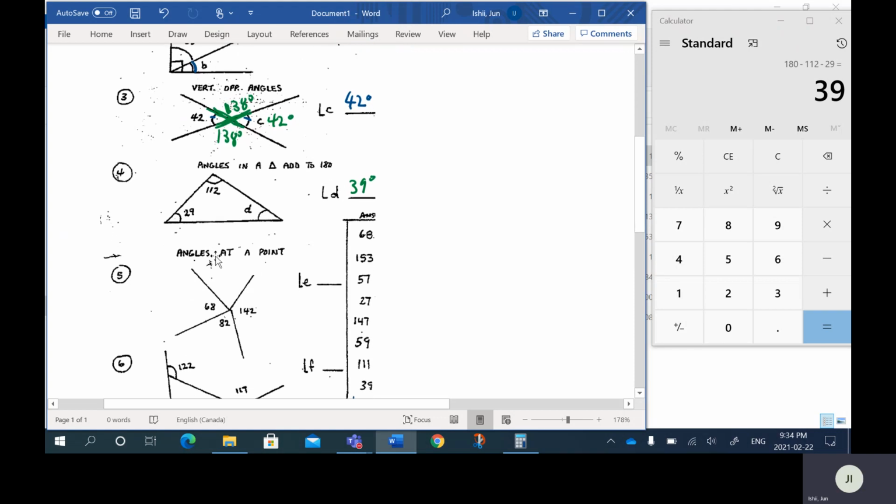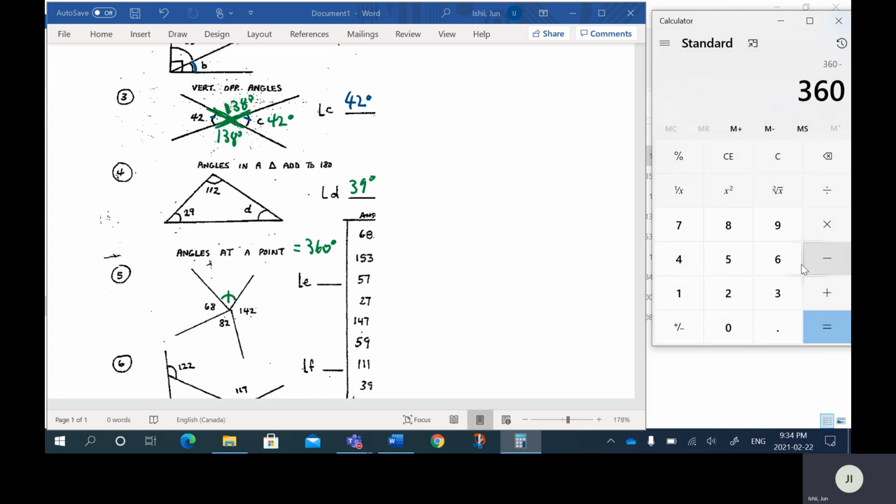And the fifth property here is angles at a point add to 360 degrees. So if I want to find this missing angle here, then basically what I'm going to do is just take 360, subtract 68, subtract 142, minus 82. And we get 68. So this angle here is 68 degrees.